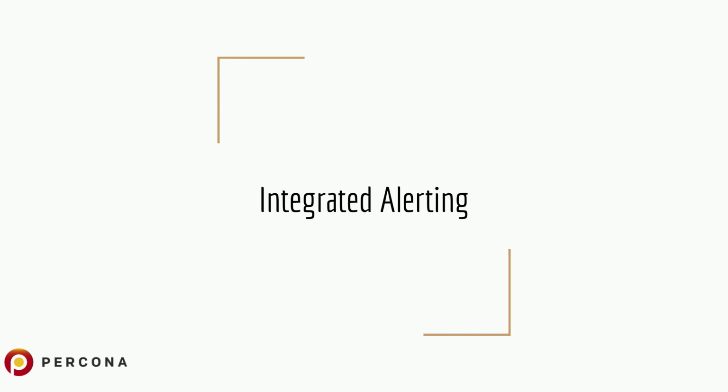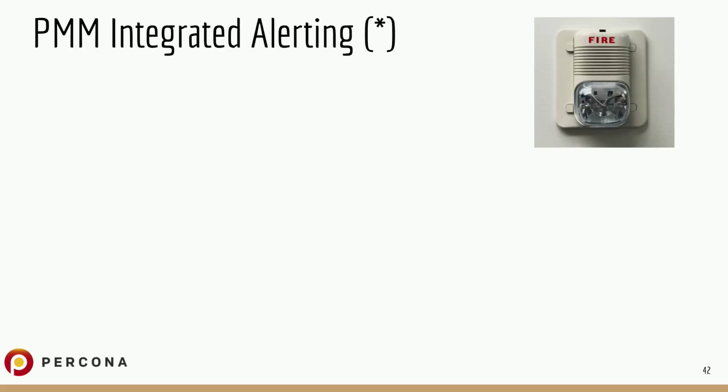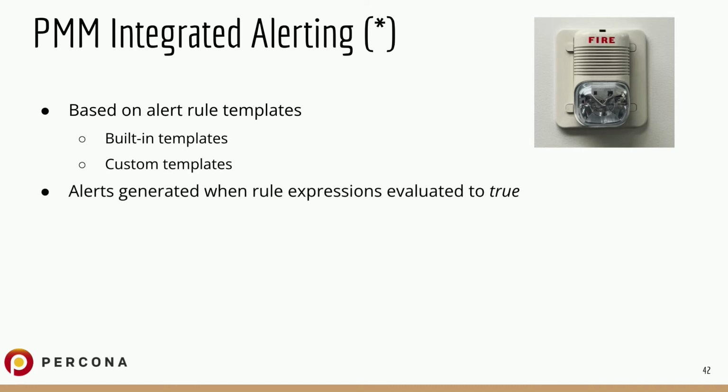Okay, so now let's briefly talk about integrated alerting. This is a feature that is based on alert rule templates. We ship some templates for you, and then you can also create your own, okay? And the idea is that you'll get some expression that when it's evaluated to true, then it will trigger the alert, okay? So you can get notified about this currently via 3 methods: email, Slack, or PagerDuty.